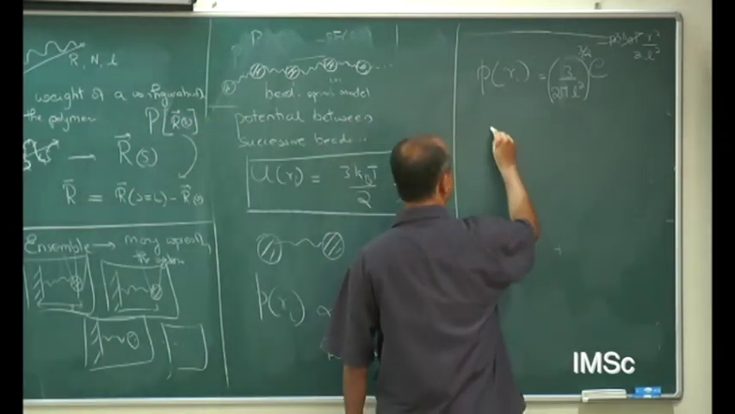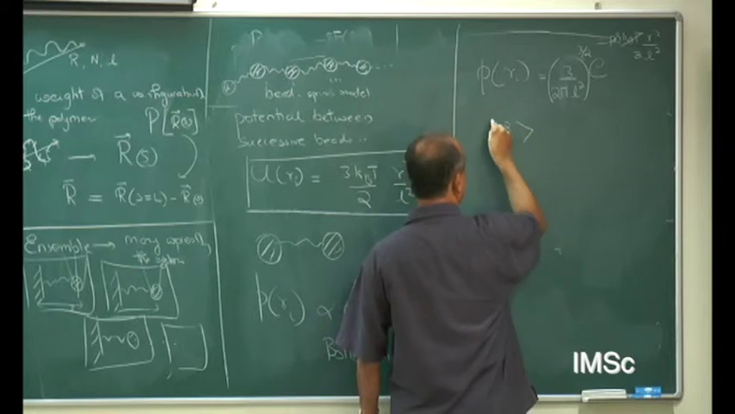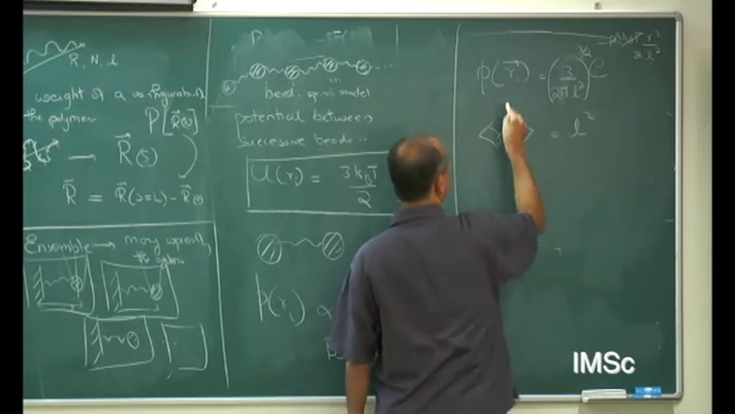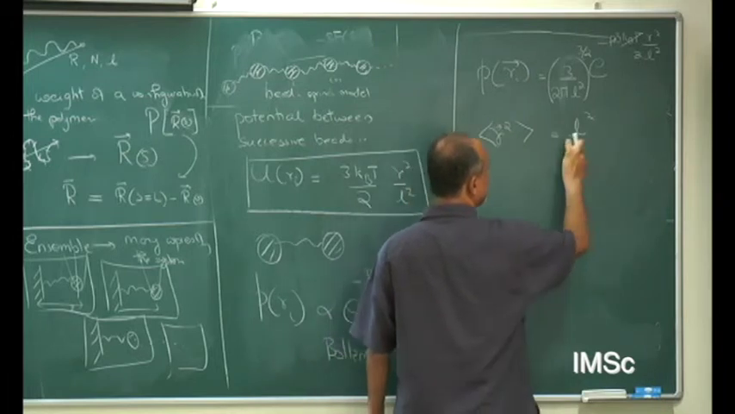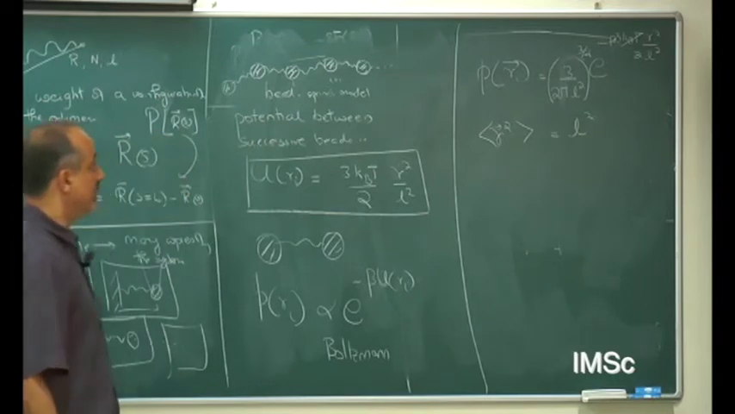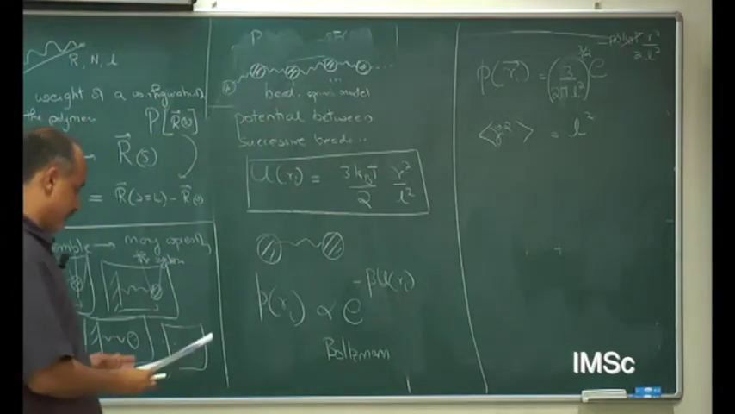So from here, the average value of R squared is just L squared. This should be a vector here, should be a vector here. This is by just comparing these two from the relation that we already know for a Gaussian function.